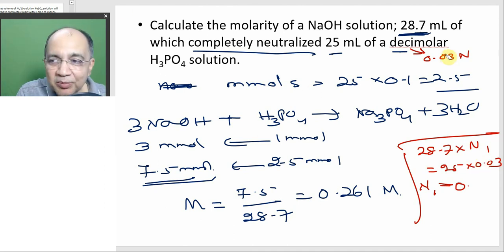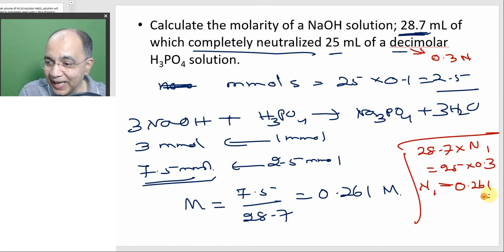You must be noticing because I can't interact with you. Deci means 0.1. So 3 times means it is 0.3 and not 0.03. 0.1 M means 0.3 N, 3 times more. That is why the answers were not matching. This is 0.3. So the answer is the same.